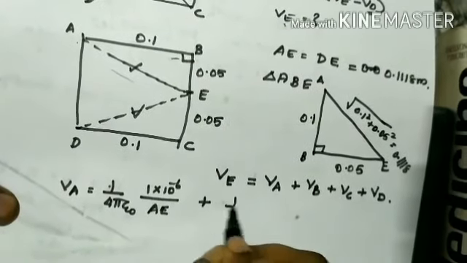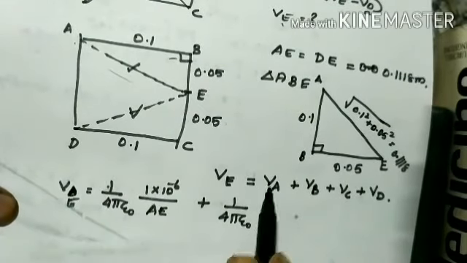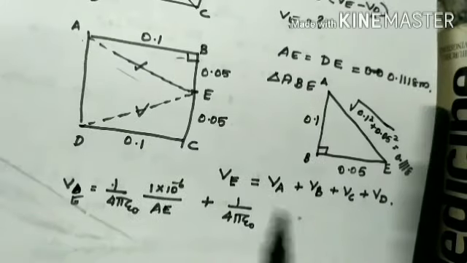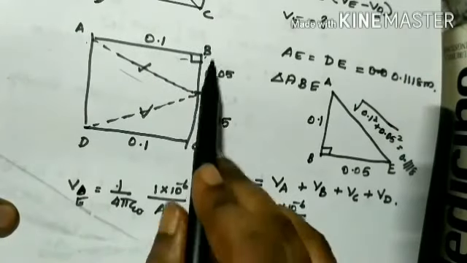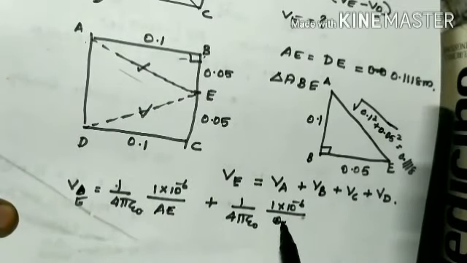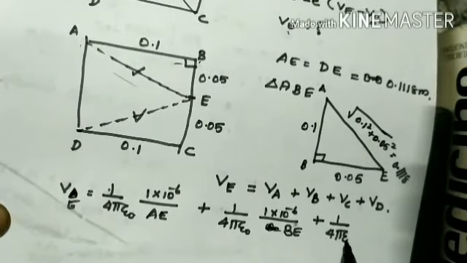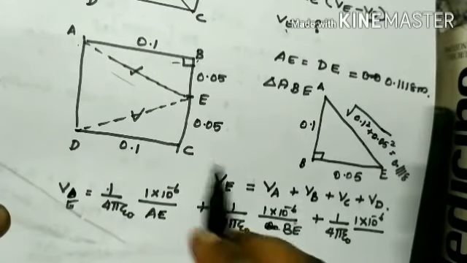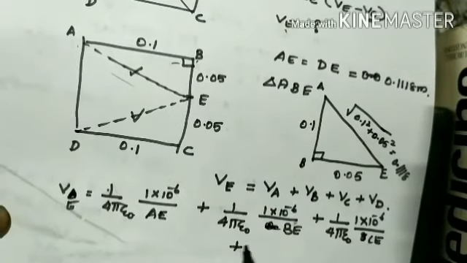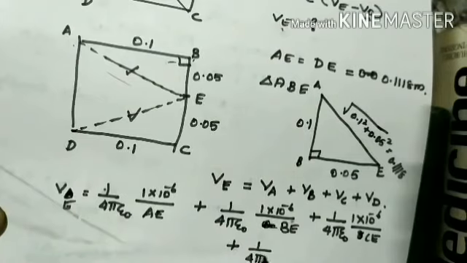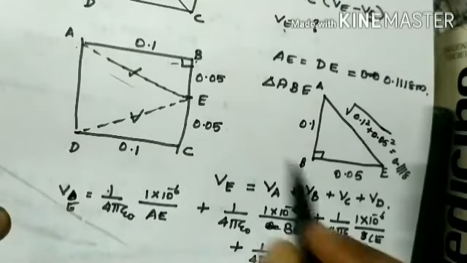That is VE. I'll write it like this. VA is this. VB is 1 by 4 pi epsilon naught, charge 1 into 10 to the power minus 6 at point B also. The distance between B and E is 0.05. We will substitute the values later. VC is 1 by 4 pi epsilon naught 1 into 10 to the power minus 6 divided by the distance CE. Then VD is 1 by 4 pi epsilon naught 1 into 10 to the power minus 6 divided by the distance DE.